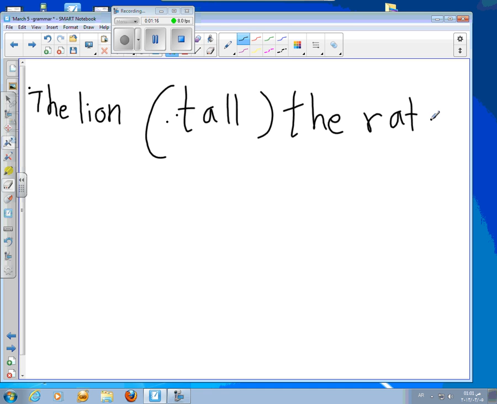Are they similar? No. So here, if I want to compare between two, which type of adjective will I say? I'll add er plus than. I'll say, the lion is taller than the rat. Pay attention. So here I'll add er to the adjective plus than. Is taller than. Okay?